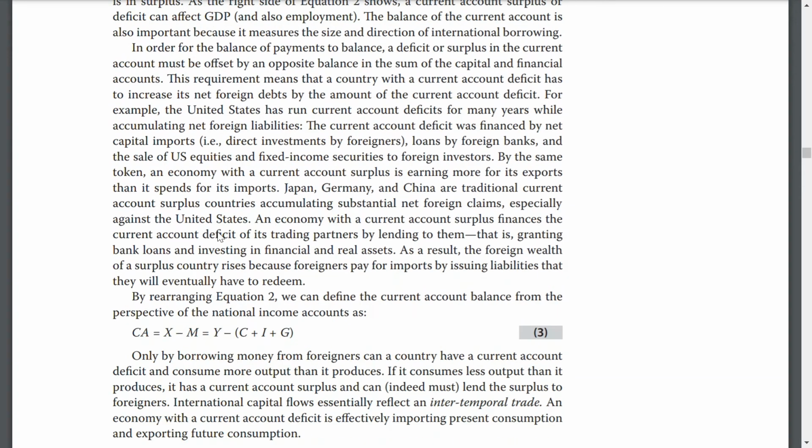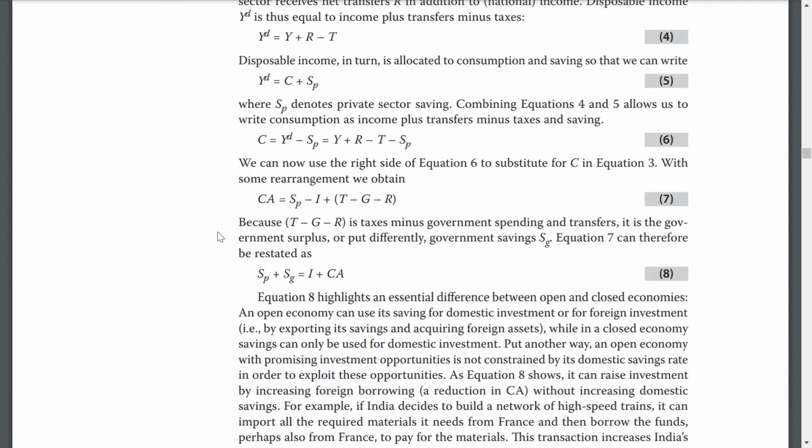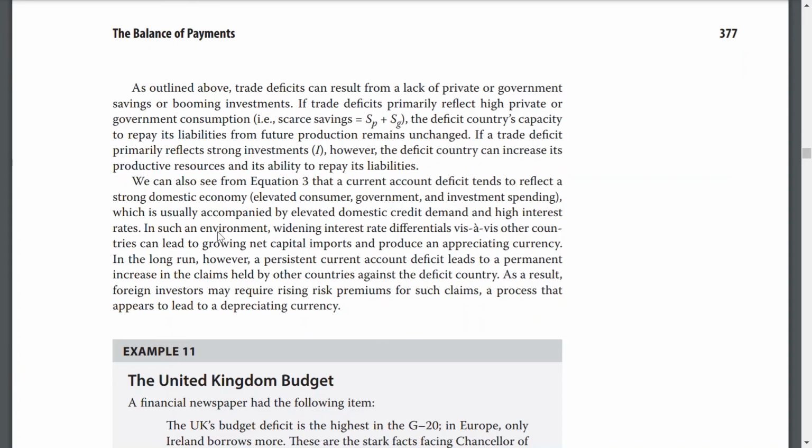So that's just the equation. Here's some more equations. Okay.